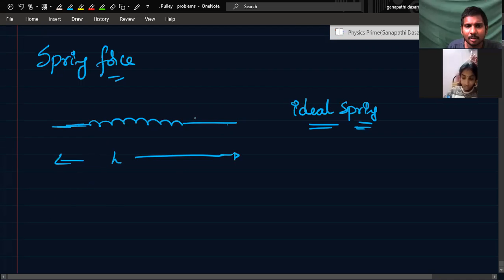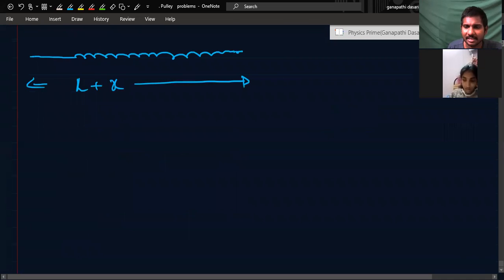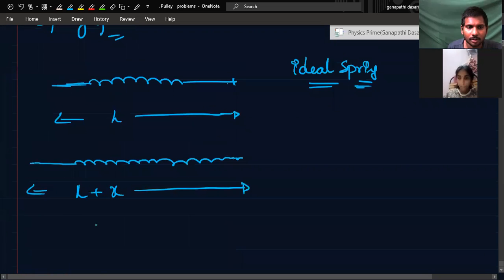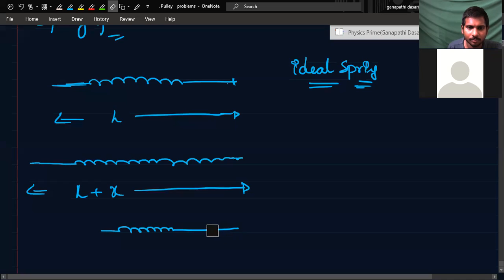Then if in case you extend this spring by an extension of x distance, the spring will become L plus x, okay? If you compress it by x distance, it becomes L minus x, okay?